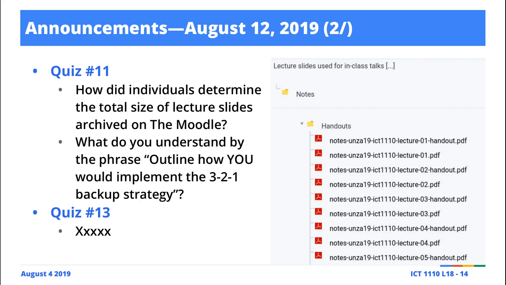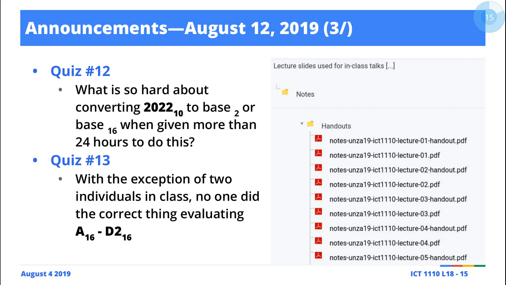Where's Caleb? He doesn't even come to class, right? Why can't you just go there, download these things, calculate the size, instead of making things up? Why are you manufacturing questions? Why are you recreating questions? It says lecture slides archived on the Moodle. These are the things that are archived on the Moodle. All you had to do was download all of these things, calculate the size. I think there's probably less than 10 people that managed to do this, right? Yes? Yeah, but why are you excluding the handouts?